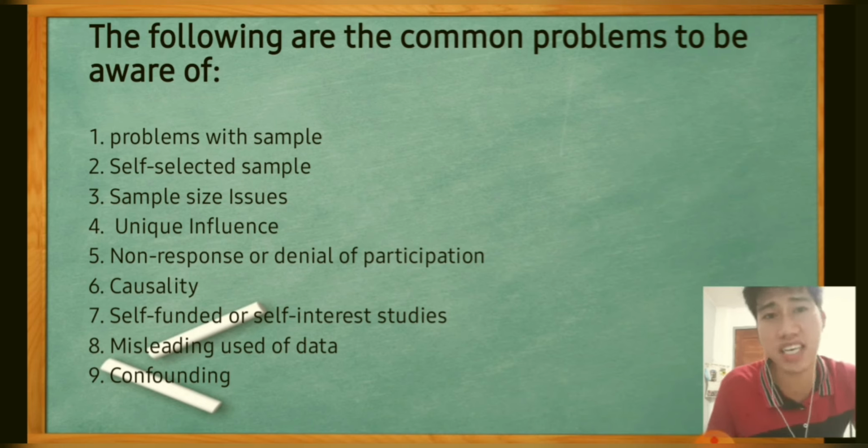First is problems with sample. Second is self-selected sample. Third is sample size issues. Fourth is unique influence. Fifth is non-response or denial of participation. Sixth is causality. Seventh is self-funded or self-interested studies. Eighth is misleading use of data. And ninth is confounding. Again, these are common problems to be aware of in sampling.